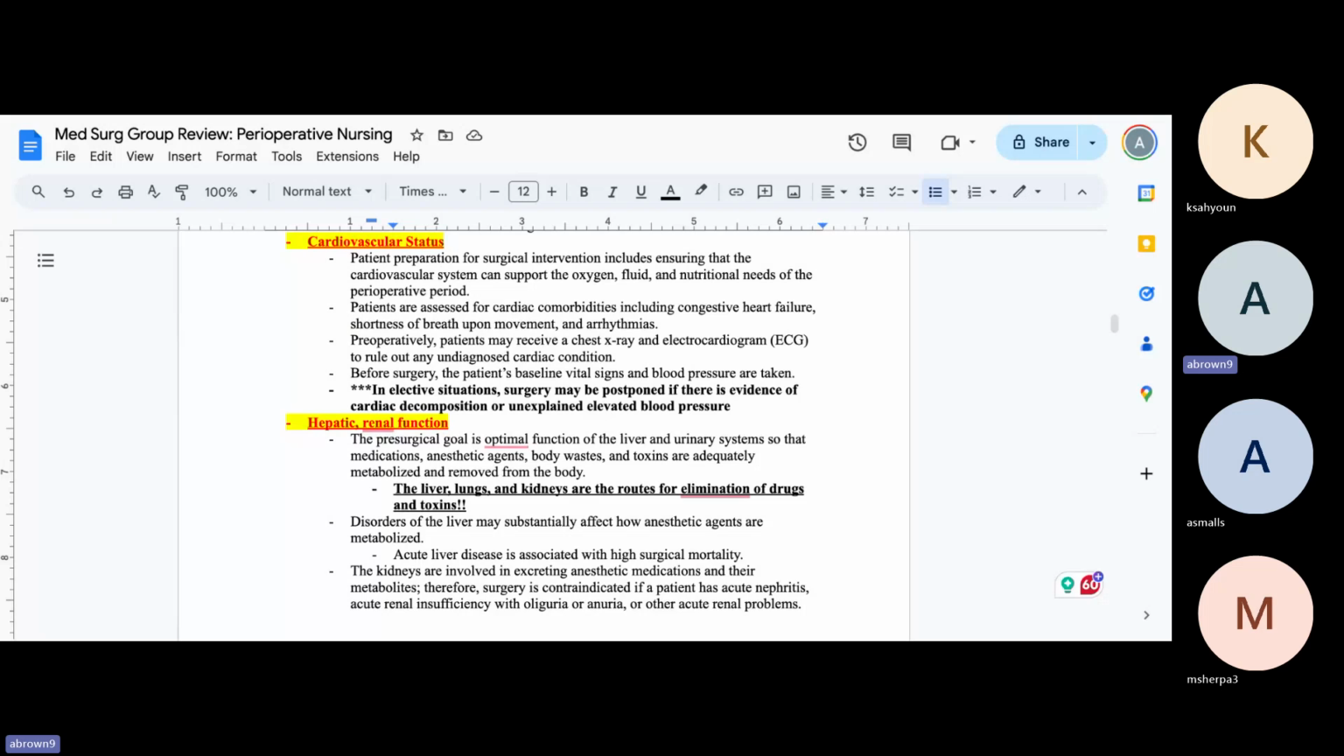Preoperatively, patients may receive a chest X-ray and an ECG to rule out any undiagnosed cardiac condition. Before surgery, the patient's baseline vital signs and blood pressure are taken. In elective situations, surgery may be postponed if there is evidence of cardiac decompensation or unexplained elevated blood pressure.